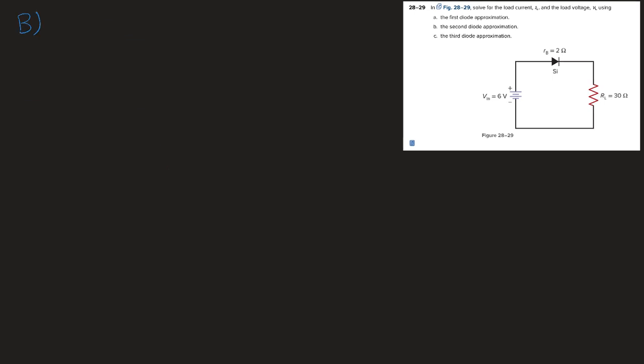Part B, we're going to use the second approximation, which treats a forward bias diode like an ideal diode in series with a battery. So the formula for that is going to be V sub L is equal to V sub IN, the voltage in, minus the biasing voltage. So that's going to be 6 volts minus our biasing voltage.